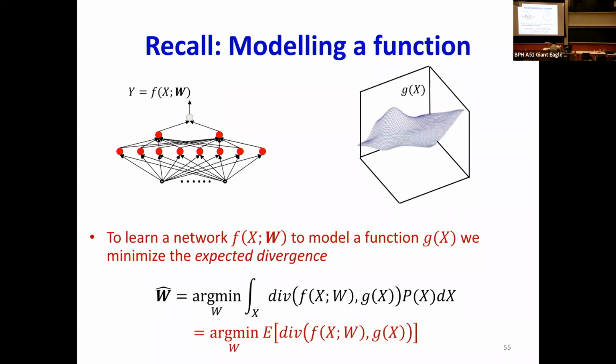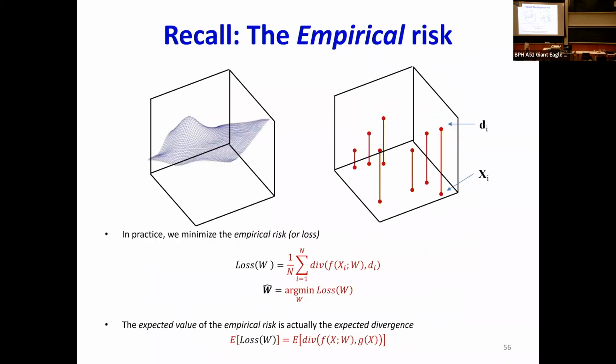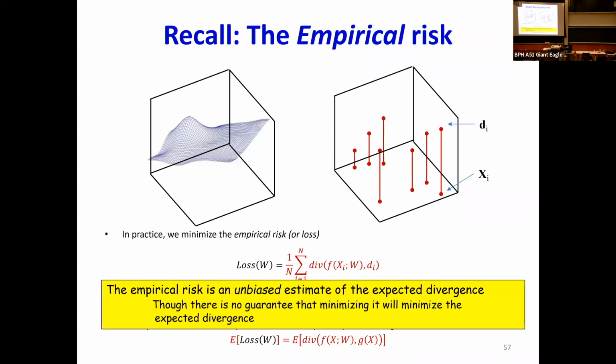Now, what we want to do over here is minimize the expected divergence. But instead, we are minimizing the average divergence over a bunch of training samples. But then we found that the expected value of this average divergence is the expected divergence itself, which is why we can use this average divergence over training samples as our proxy for the function that we're actually trying to minimize. This is an unbiased estimator. And so the empirical risk is an unbiased estimate of the expected divergence. And so we believe that if you minimize this, you're going to minimize the expected divergence too.